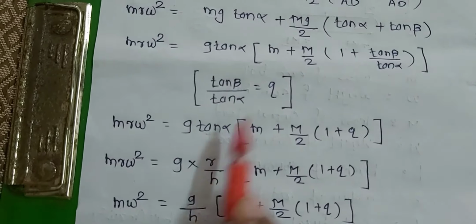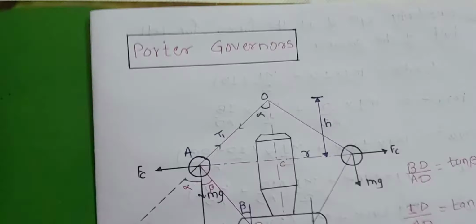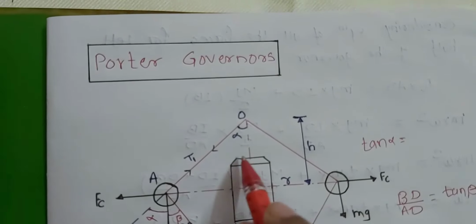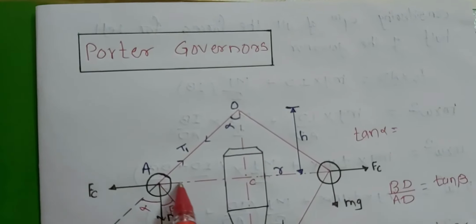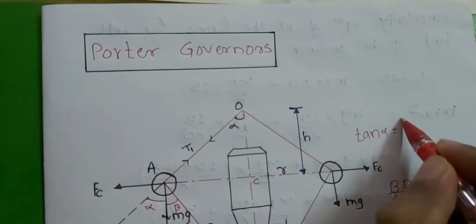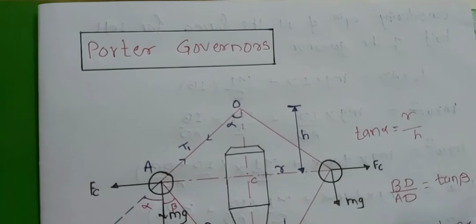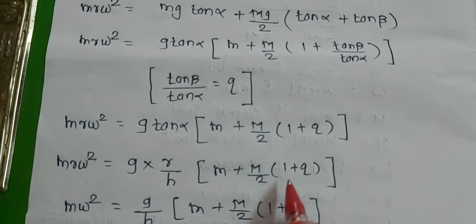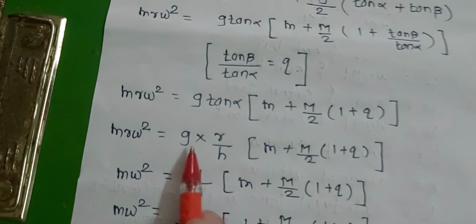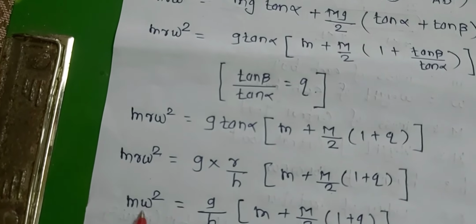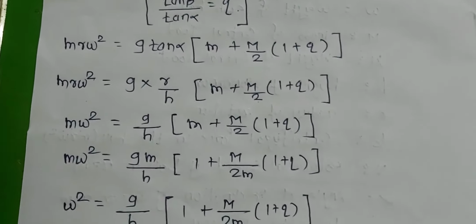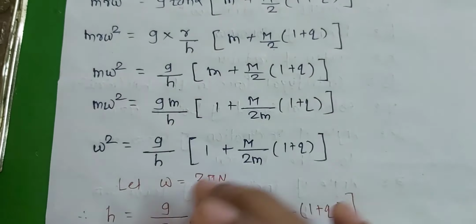Now what is tan alpha? If I want to write the expression for tan alpha from the figure, here it is alpha, tan alpha is r divided by h. I can write tan alpha is equal to r by h. So putting tan alpha value r by h, m plus m by 2, same expression. Now r will get cancelled, m omega square is equal to g by h, m plus m by 2, 1 plus q. After getting this, we will move forward.